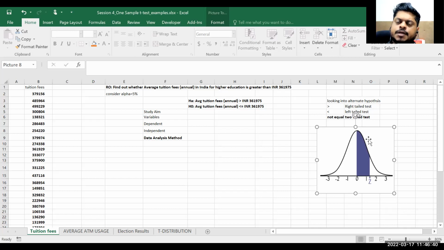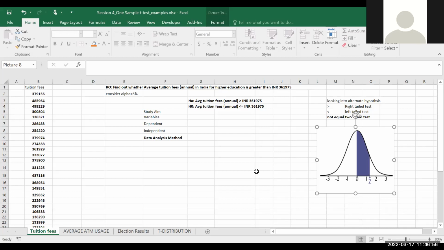Yes, then it is a two-tailed test. You will prove that it is not equal to 450. You are not interested in whether it is greater or less. You will prove that it is not equal to 450. That is a two-tailed test. Sir, in that scenario, the null hypothesis will be equal to 450 and the alternative will be not equal to 450, right? Yes.